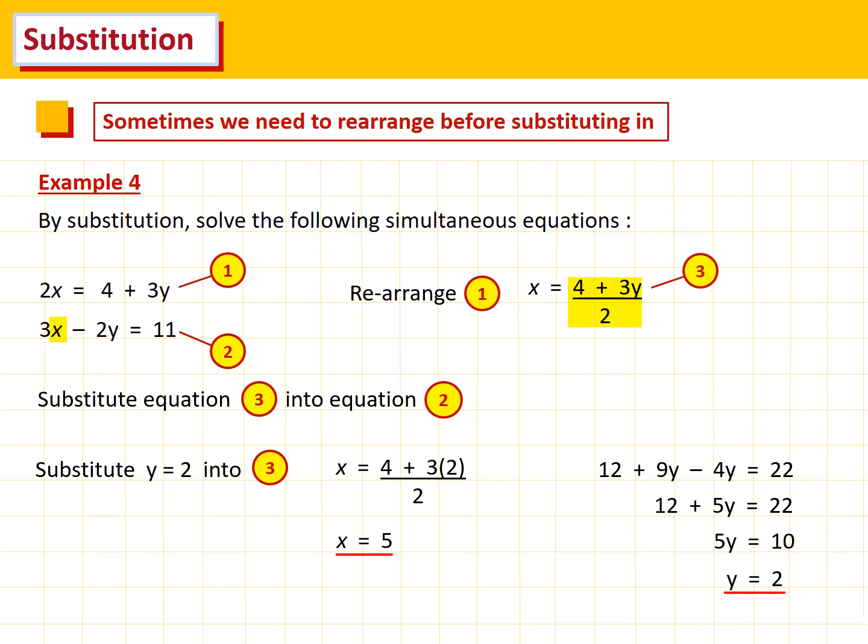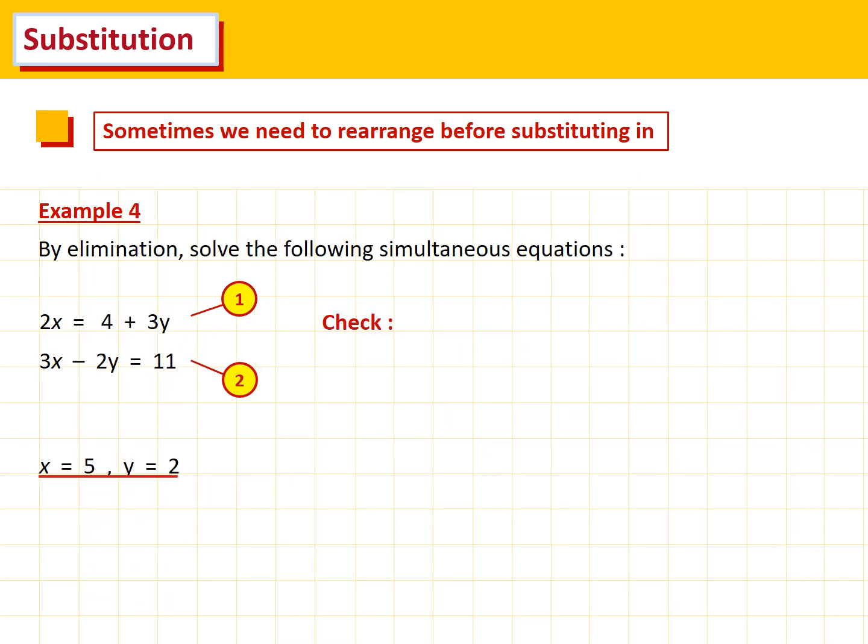Once again, we think we're right, but let's do the checking. We substitute x equals 5 and y equals 2 into the two equations. In equation number 1, we end up with 2 lots of 5 equals 4 plus 3 lots of 2. That gives us 10 equals 4 plus 6, which is correct. And in equation 2, 3 lots of 5 subtract 2 lots of 2 equals 11. 15 subtract 4 equals 11. That's correct.